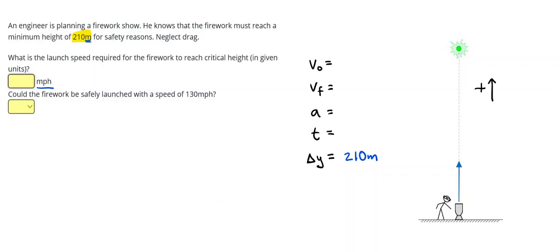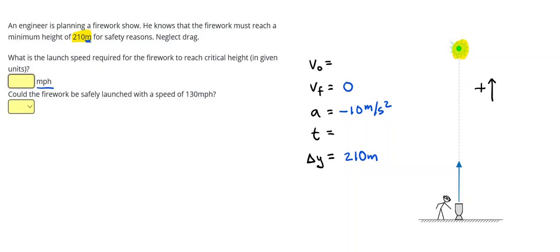Alright, once the firework leaves this cannon shown here, then the firework will be in free fall. So this acceleration is going to be negative 10 meters per second squared. Your teacher might use 9.81. Alright, so then I also know that as the firework reaches maximum height right here, the firework is going to stop, so our final velocity is 0.